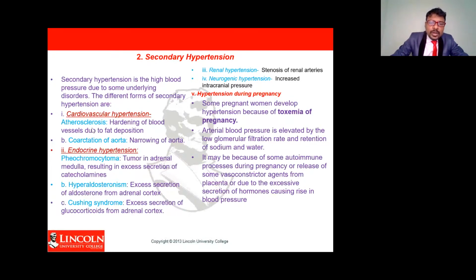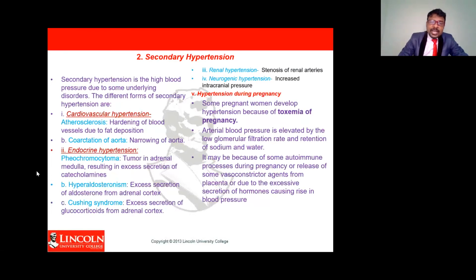The next one is coarctation of the aorta. Coarctation of the aorta is a congenital abnormality of the blood vessels. The aorta becomes narrow, very small in size, or short. So in this condition, there is no proper blood circulation, so those people are going to get high blood pressure.